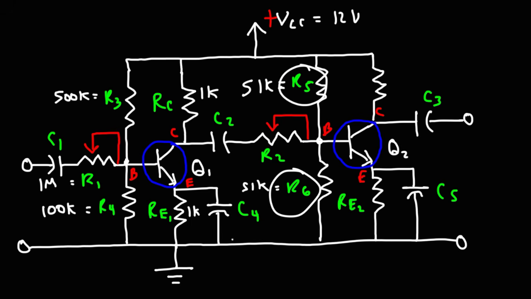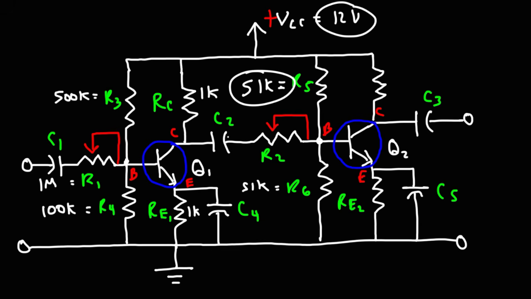R5 and R6 form a voltage divider network. If the transistor wasn't there, and if R2 wasn't there, then the potential at point B would be half of 12 volts, since these are equal. So ideally that would be 6 volts. However, because of Q2, it's going to draw away current from the voltage divider network. So the actual voltage will be less than 6 volts. It could be 5, it could be 4 volts, but let's say it's 4 volts.